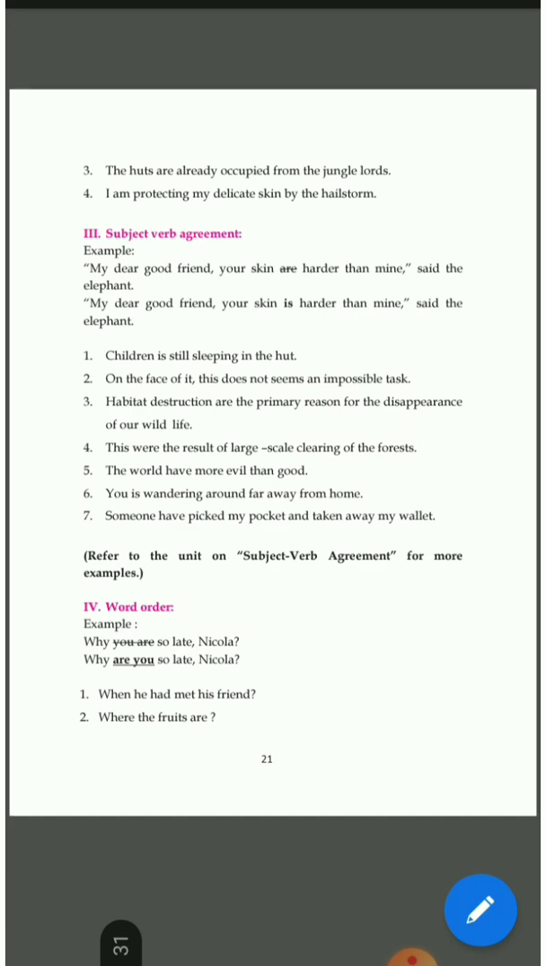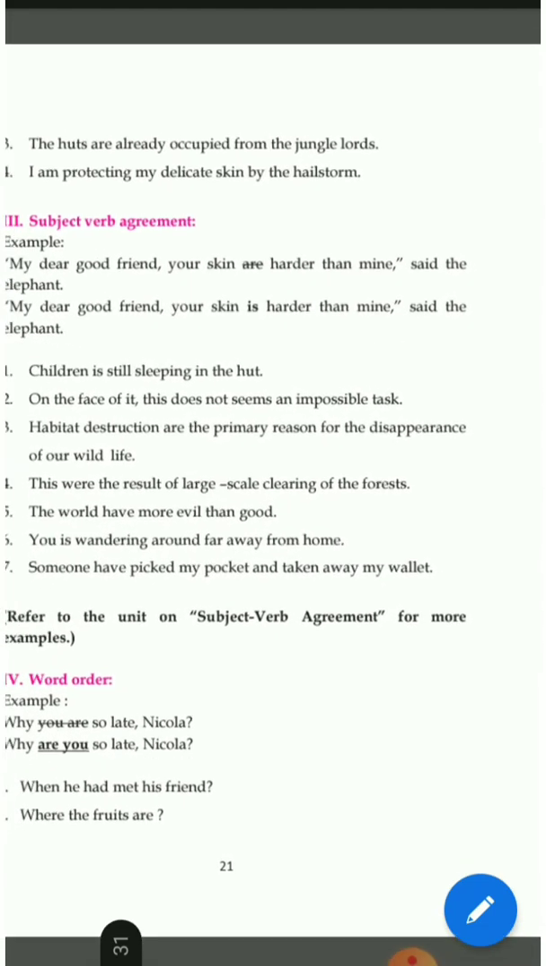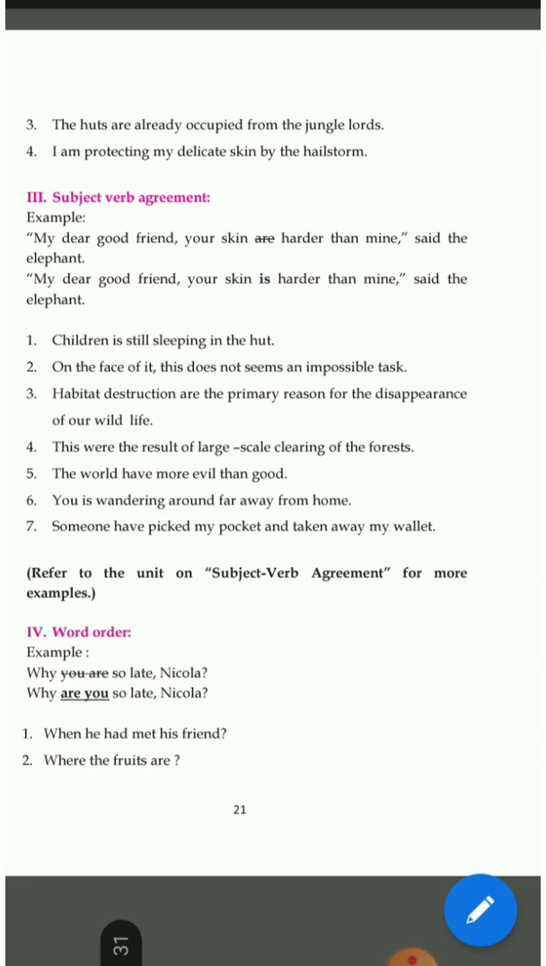Yes, look at the next one, subject verb agreement. An example is given, one is done for you. My dear good friend, your skin are harder than mine, said the elephant. Look at that, we don't say skin are, we say skin is. So the mistake here is are. You have to remove are and replace it with is. So my dear good friend, your skin is harder than mine, said the elephant.